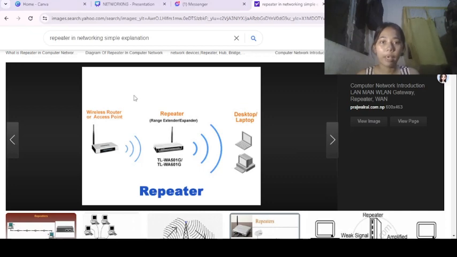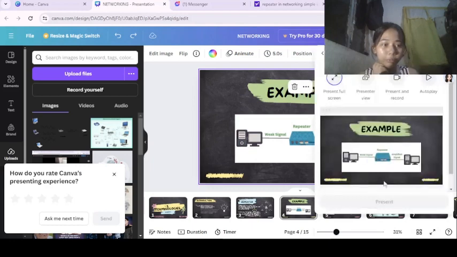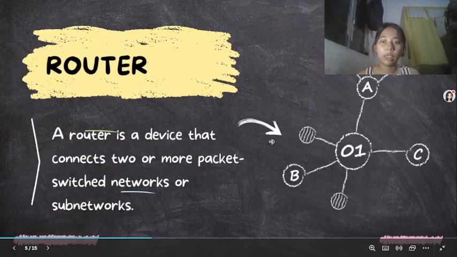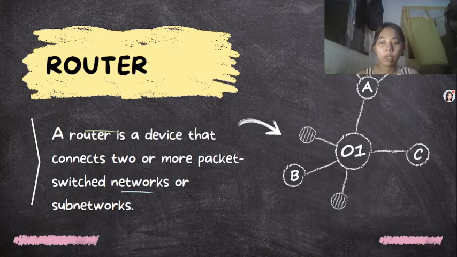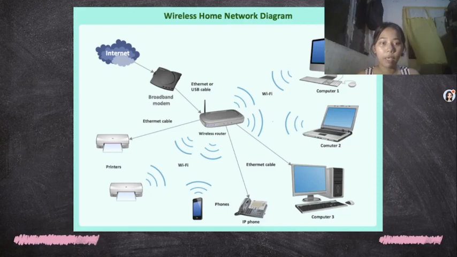Next we have, our next terminology, the router. A router is a device that connects two or more packet-switched networks or subnetworks. Here's an example of a router. Routers make it possible for devices to connect to the internet and share data.